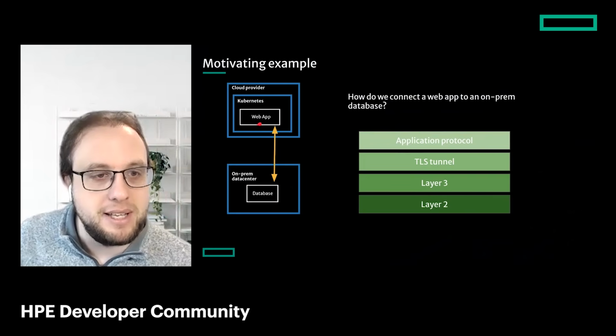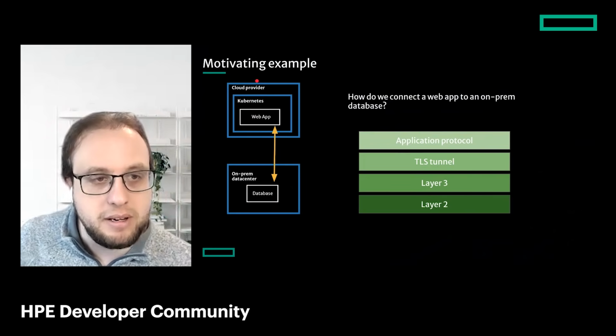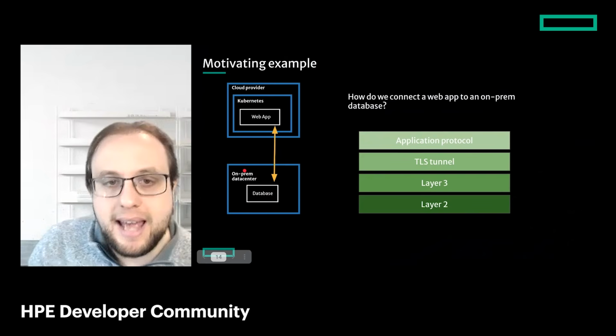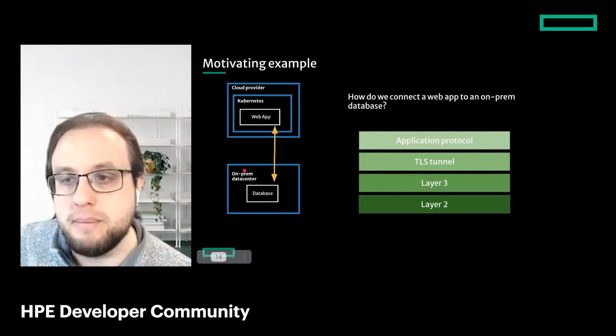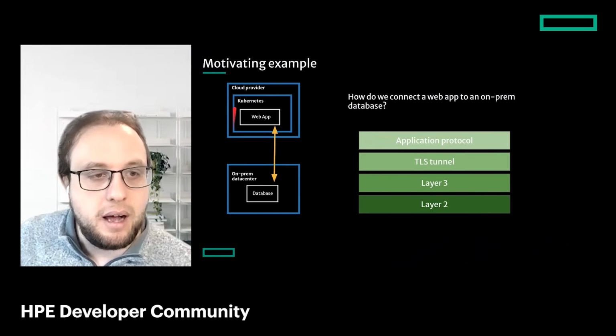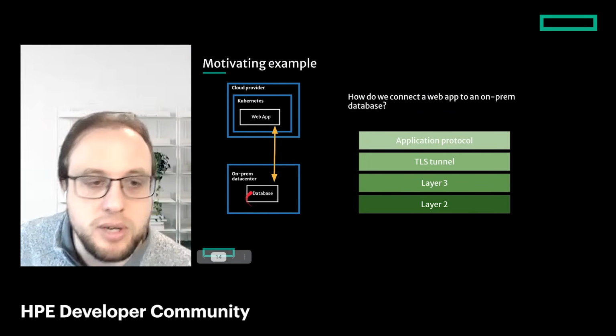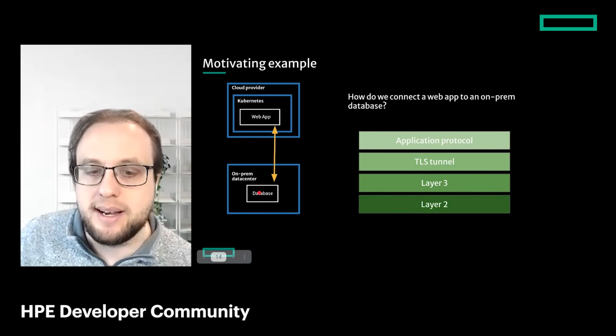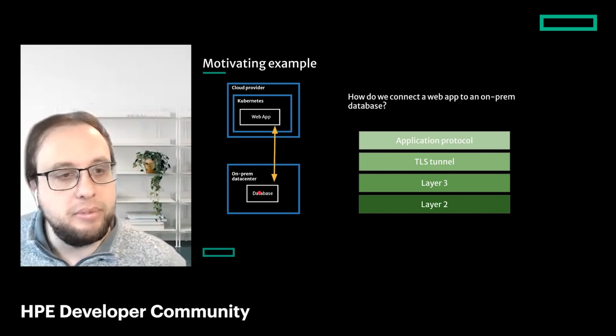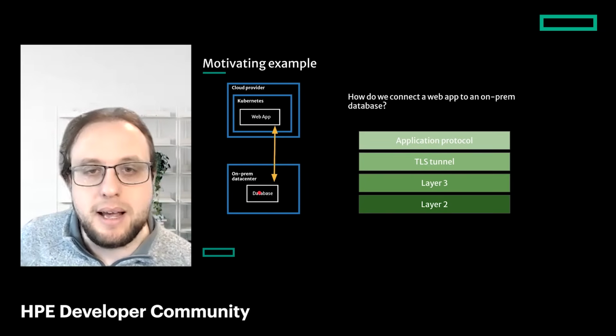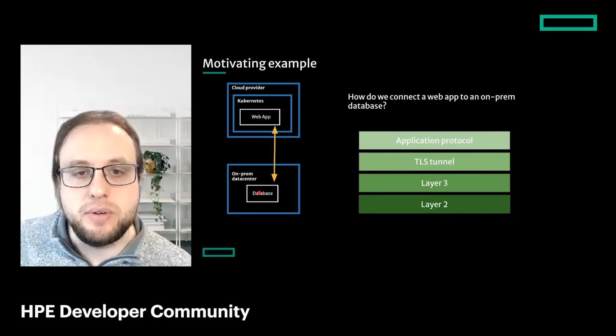So we've got a web app, it's running in Kubernetes on a cloud provider because it's a very common architecture. And for some reason, it has to connect to an on-prem database. Maybe this is an online store and it has to connect to an inventory system that's running in an on-prem database. Very common problem. It's something that people have a variety of different approaches for solving already.